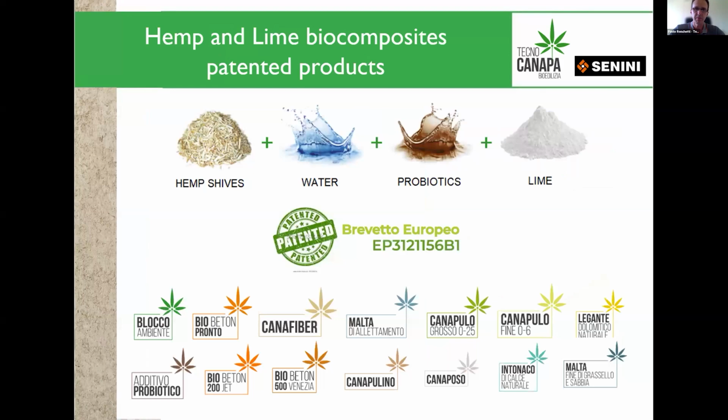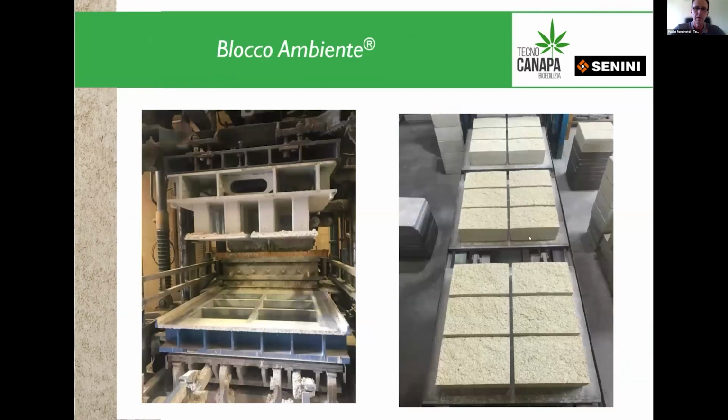What is hempcrete? Hempcrete is a mix of the wooden core of the hemp plant, water, lime, and in our case, probiotics, which is a patented mix that we came up with in 2015. Hempcrete products are used for the envelope of new and existing buildings. So it is both a construction material as well as an insulating material.